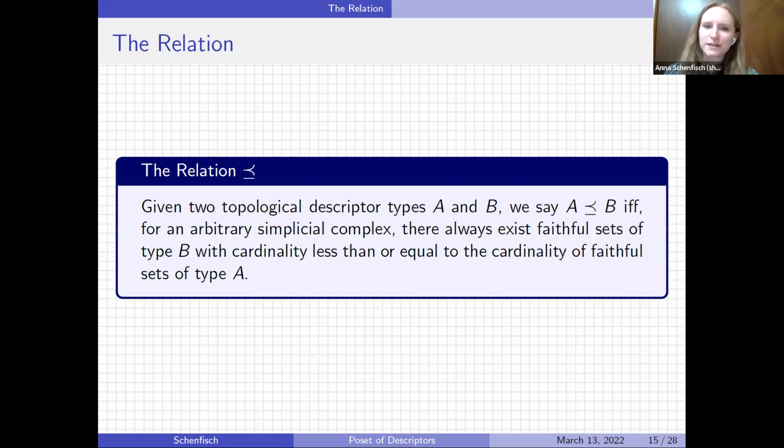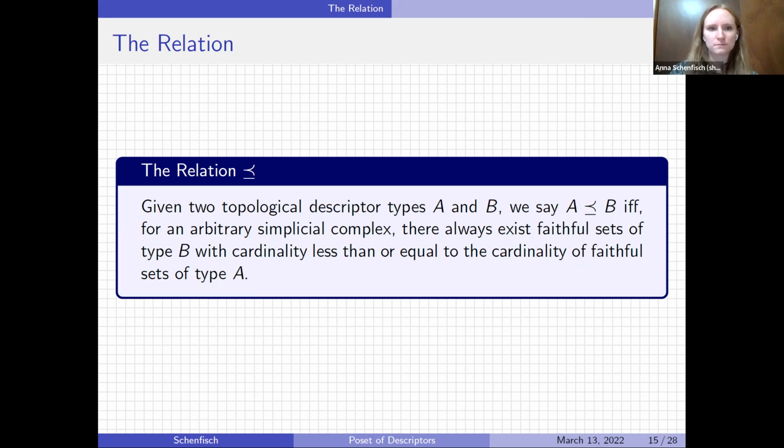All right, so now we're ready to define the relation. So suppose we have 2 different topological descriptor types, so I'll call them A and B. And we say that A is less than or equal to B if, for every simplicial complex, there always exist faithful sets of type B that are smaller than or equal to the cardinality of faithful sets of type A. Sometimes I get this backwards. So in some sense, B is more powerful than A. You sort of need less of type B to form a faithful set.